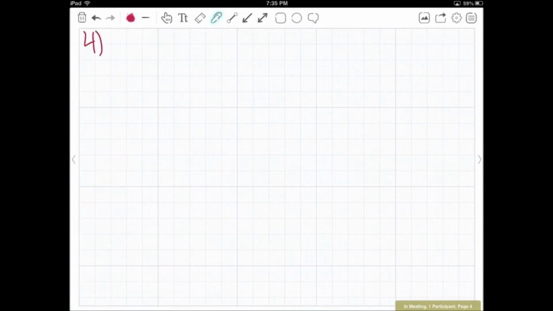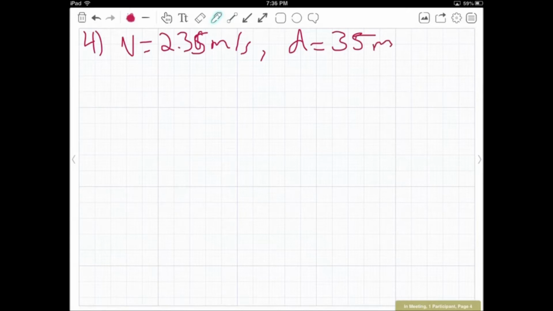Number 4. A bug crawls in a straight line at 2.35 meters per second. That's a velocity. 35 meters, that's a distance. How many seconds does it take for the bug to cover that distance? So I'm looking for time.